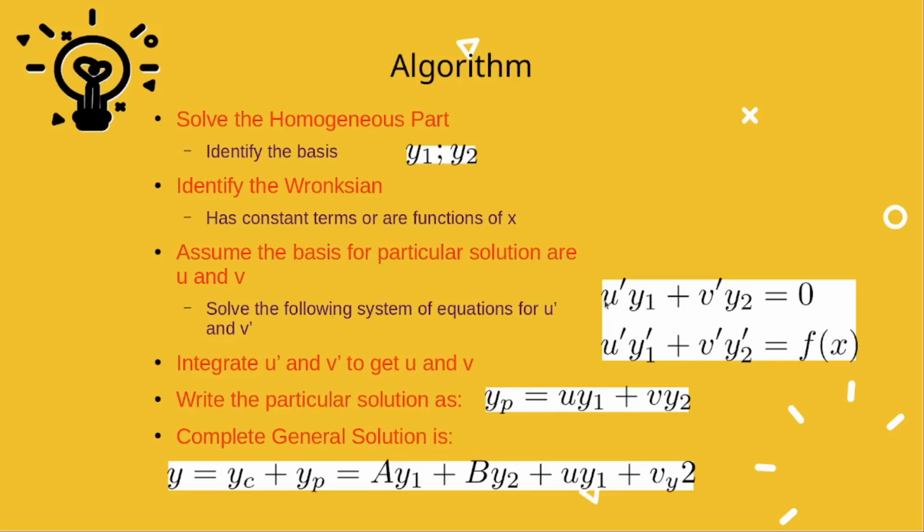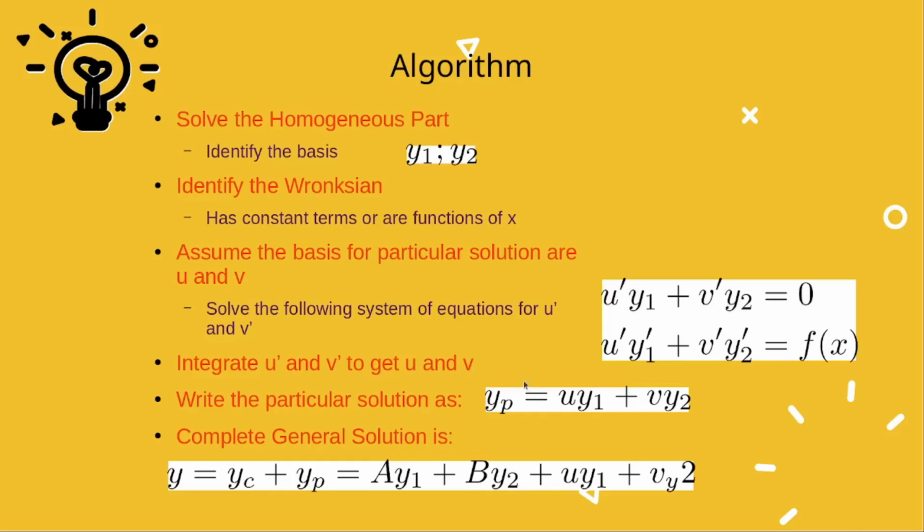So one is that u prime y1 plus v prime y2 is equal to 0. And then u prime y1 prime plus v prime y2 prime is equal to f of x. Again, prime means we are taking the first derivative. So in the first case, we have u prime and then y1. y1 is known to us, v prime, which is unknown, and y2, which is known to us because that's the second basis for our homogeneous part of that equation.